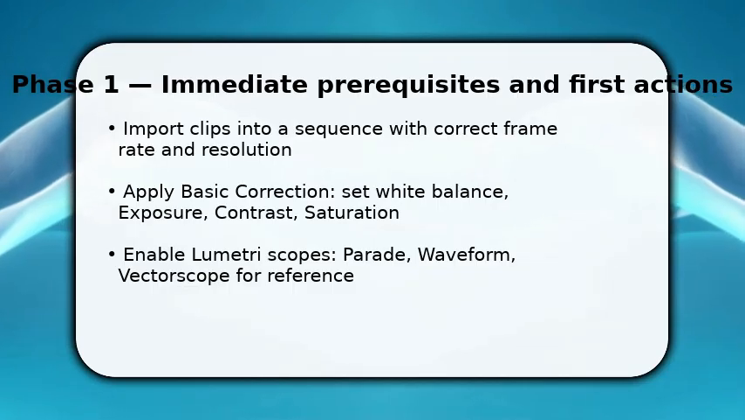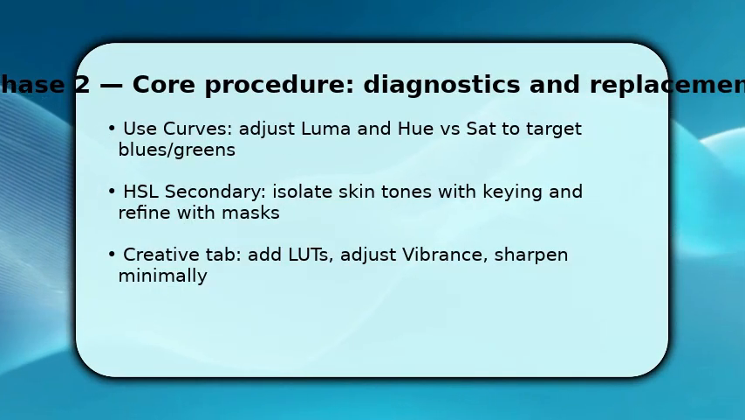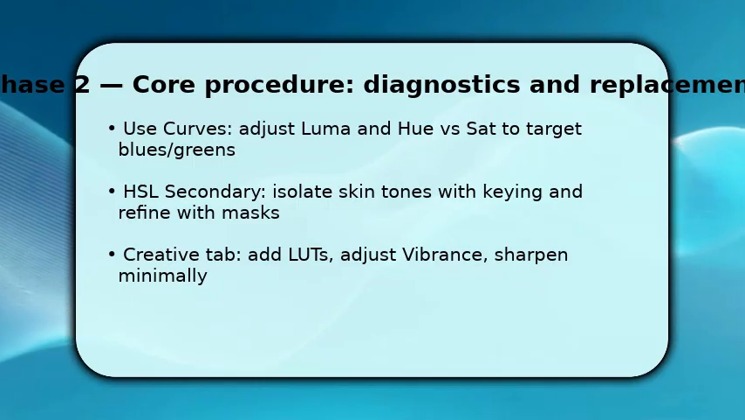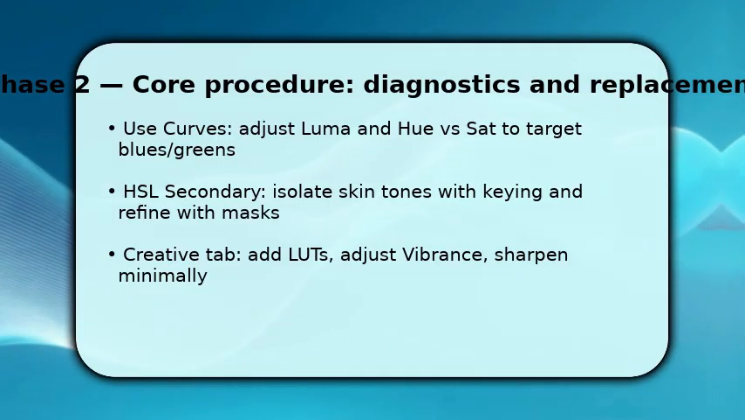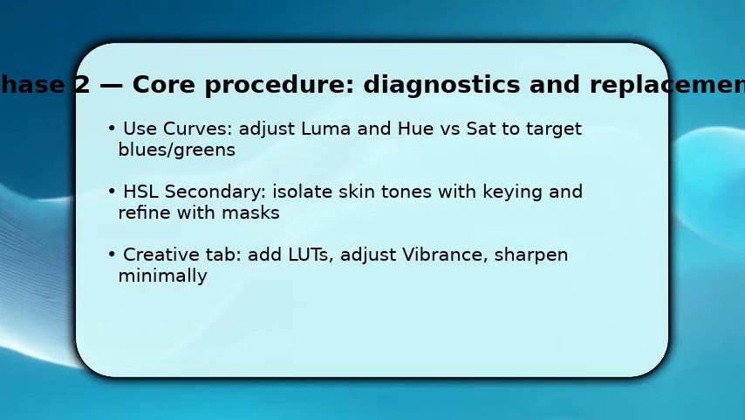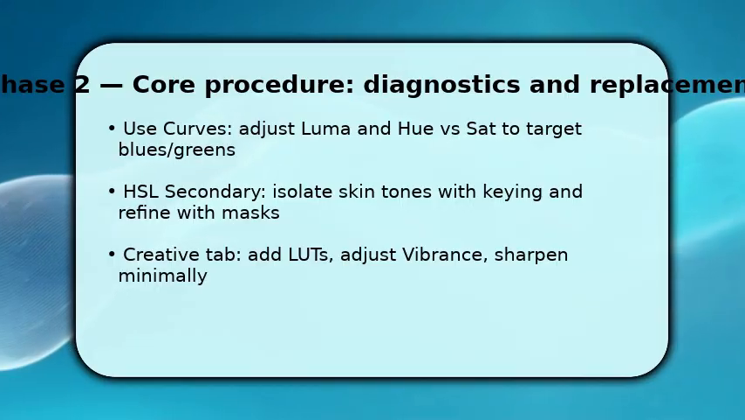Next, you shape color selectively so subjects pop without losing water atmosphere. Go to curves, lift midtones slightly, and use hue vs sat to reduce excessive cyan or boost warm areas. Then use HSL secondary to key skin tones, refine the key with matte tools, and soften with a feathered mask to avoid halos. Once the selection is clean, slightly warm the highlights and desaturate greens.